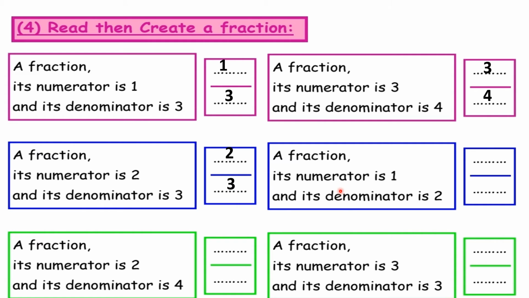A fraction, its numerator is 1, and denominator is 2, so it's 1 out of 2, it's a half. A fraction, its numerator is 2, and denominator is 4, so I have 2 out of 4, so it's 2/4. A fraction, its numerator is 3, and denominator is 3, so I have 3 out of 3, so I have here the whole one.